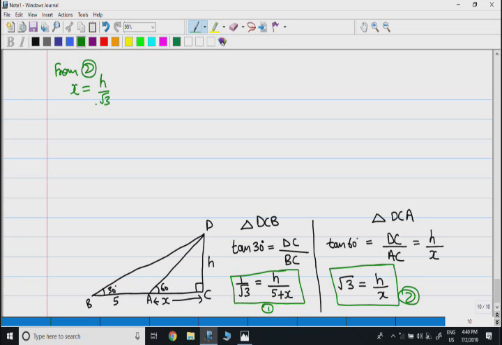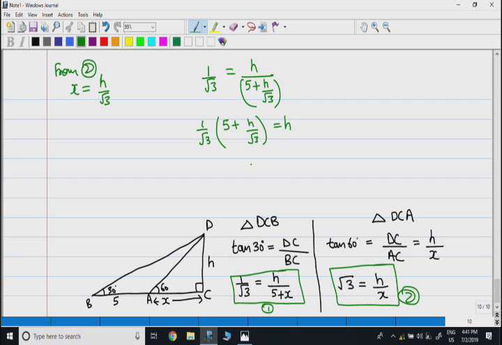Now I am substituting this in my first equation. So 1 over root 3 is equal to h over 5 plus h by root 3. In place of x, I have substituted this one. Now just do the cross multiplication. So when I do the cross multiplication, 1 by root 3 into 5 plus h by root 3 is equal to h.